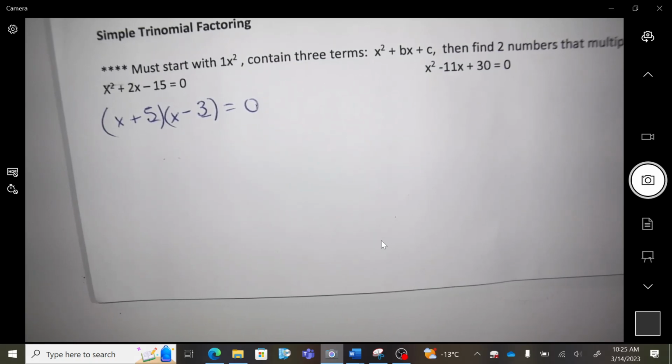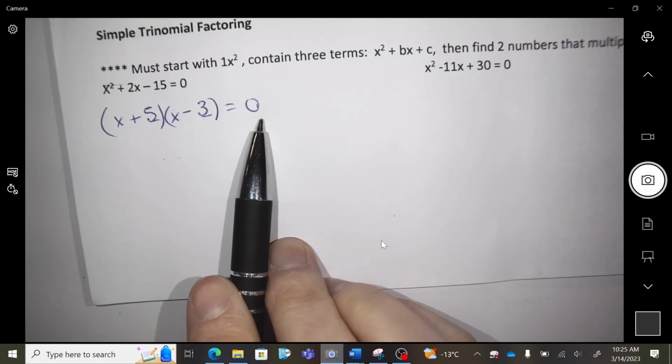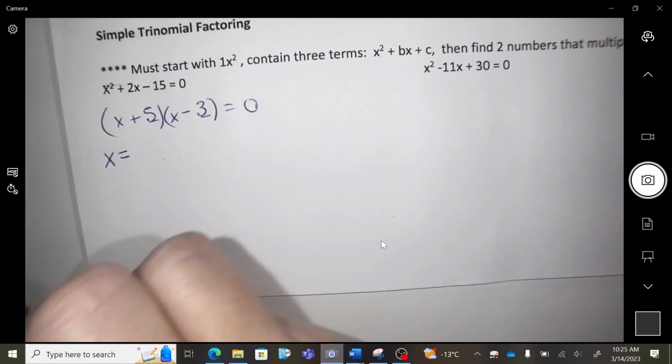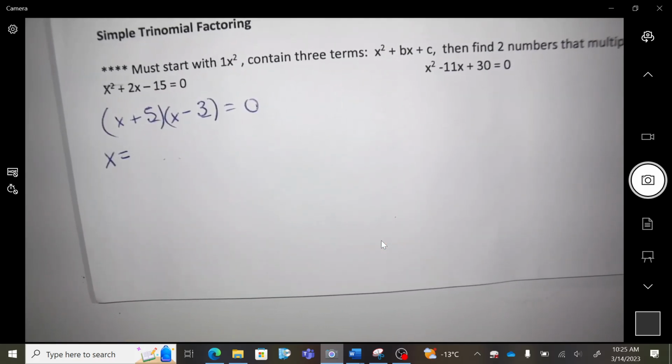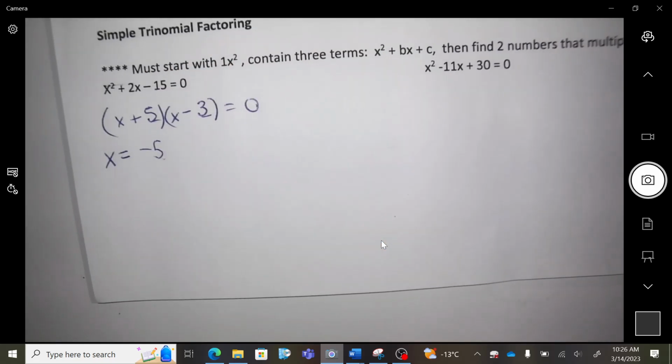Okay. Did you notice how I still wrote my equation? So I wrote equals 0 still. So that's a deduction if you forget to write that. So what is the solution for x? So what number causes the bracket to be a 0 value?